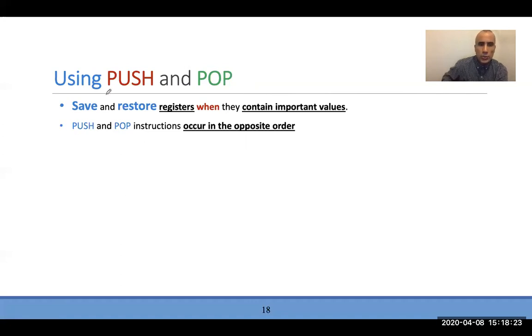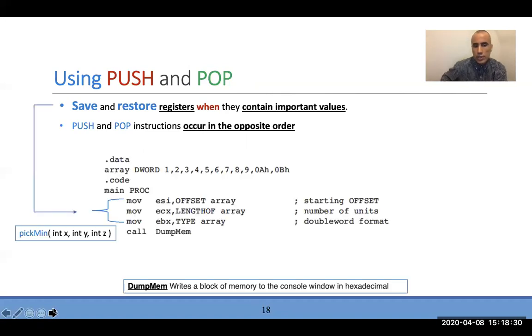All right, so here we're gonna use push and pop to save or restore registers. This is very important, very critical. Let's say we have variables here, this is the array, and I have some important values. I have the offset of the array, so ESI has the address. I have the length of this array stored in ECX, and I have the type of this array assigned to EBX.